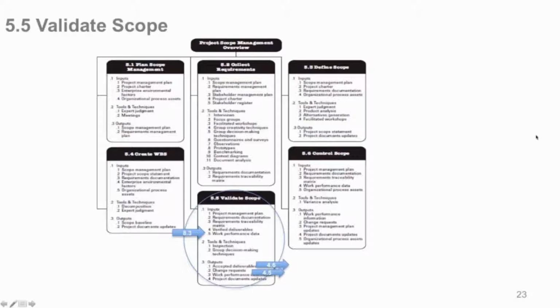So, very important. Here's Validate Scope down here, our process. 8.3, that's quality. You need to be starting to remember what these numbers mean. 8 is quality. 4 is your integration management. So your verified deliverables come in here, and accepted deliverables and necessary change requests come out down there.